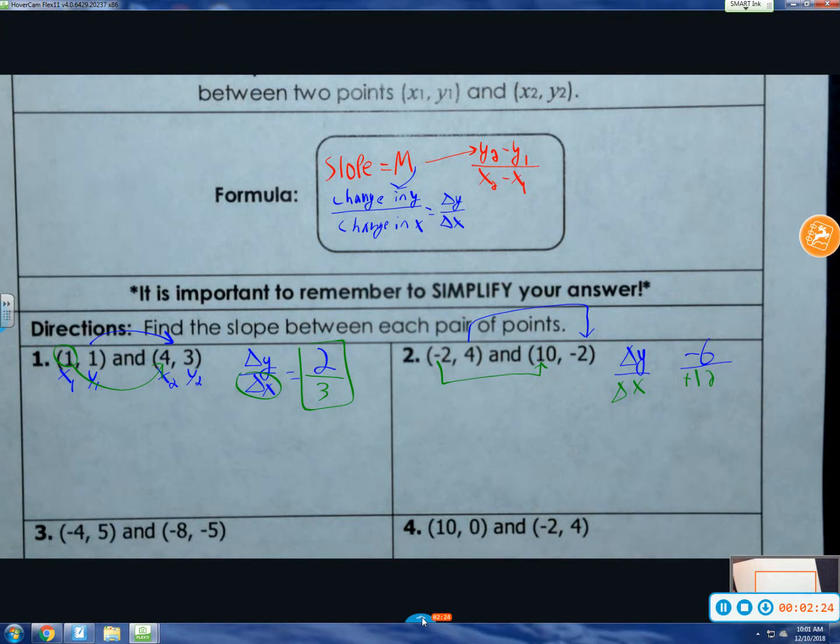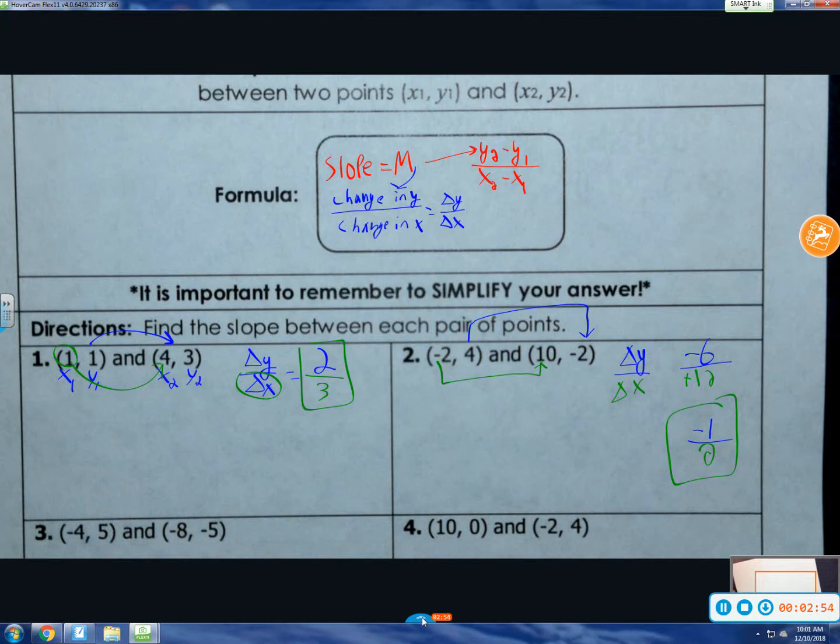Now, negative 6 over positive 12 will clearly reduce, right? What can you divide 6 and 12 both by to get a, yeah, that's right. 6 and 12 can both divide by 6. So if you divide 6 by 6, you get 1. So I'll have negative 1 now. If I divide 12 by 6, I get 2. And my slope is negative 1/2. Hopefully that makes a lot of sense to you. Okay? So it's change in y over change in x.